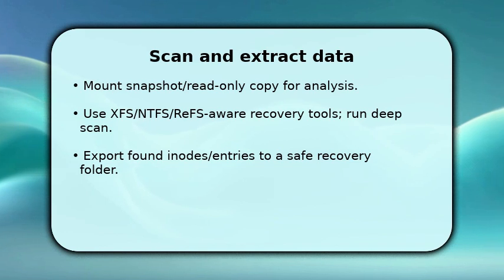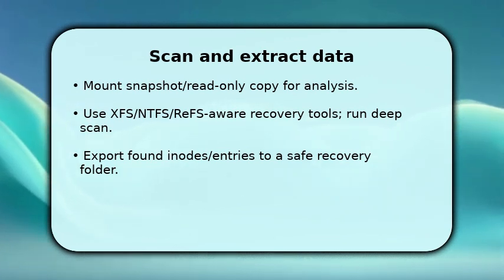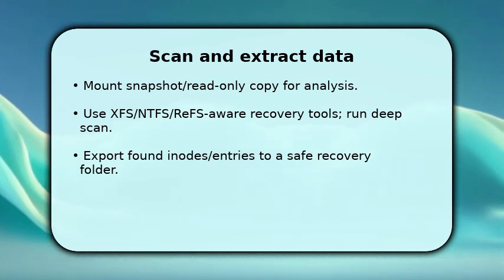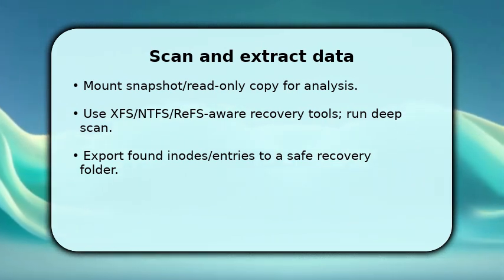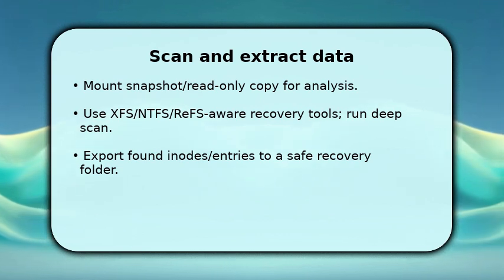Once candidates appear, export recovered nodes and file fragments to a separate recovery folder on a different disk. Make sure to validate integrity as you go, checking checksums and opening a few files to verify content. Copy recovered files back to production only after validating checksums and inspecting content.